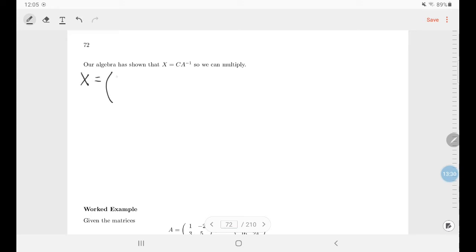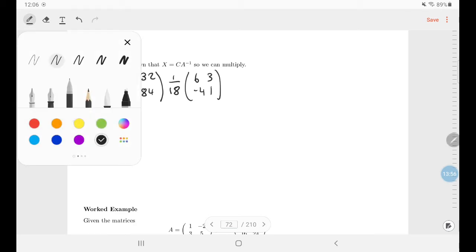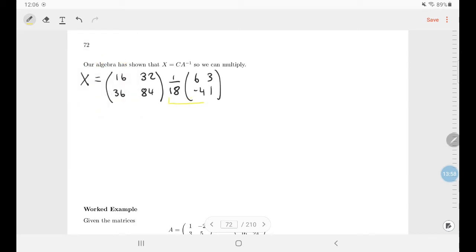C is 16, 32, 36, 84. And A inverse is 1/18, 6, 3, minus 4, 1. Now, this looks a bit weird because we have a matrix, a number, and a matrix. There's a bad choice here. The bad choice is to multiply the 1/18 into this, and then we'll be multiplying by nasty numbers. What's better is to know that the order of multiplication of numbers and matrices doesn't matter.